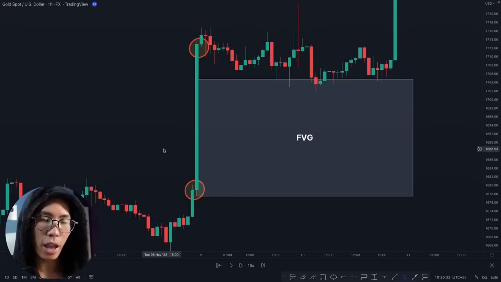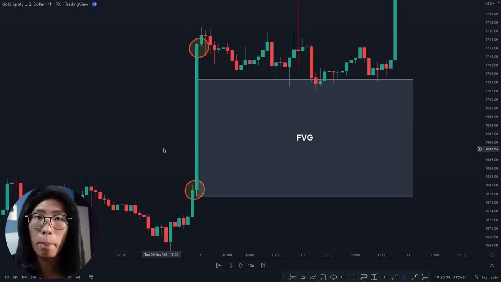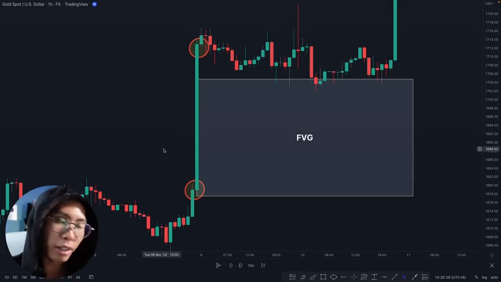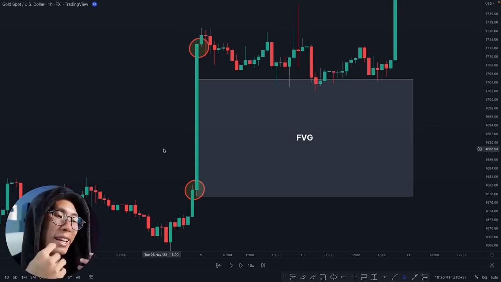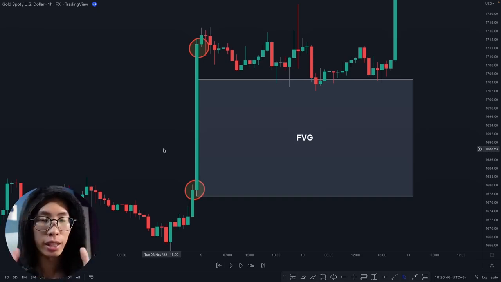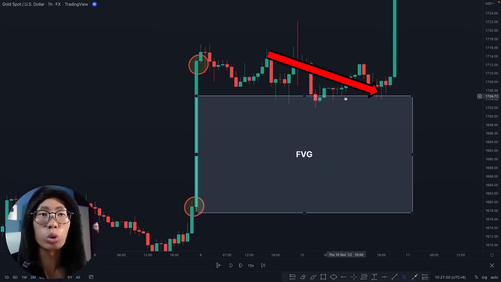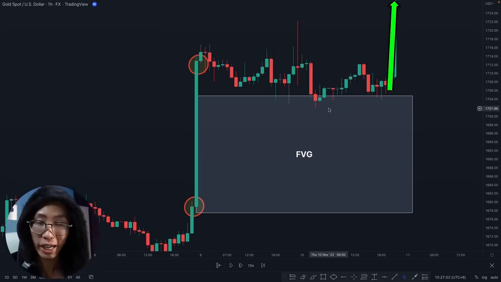Now, what is a fair value gap? A fair value gap is when price goes up or down so fast that it doesn't give buyers or sellers enough time to enter the market. Therefore, it creates an imbalance in the market. So price will usually come back up or come back down to this fair value gap and reject it. And that is when you can enter for the trade.